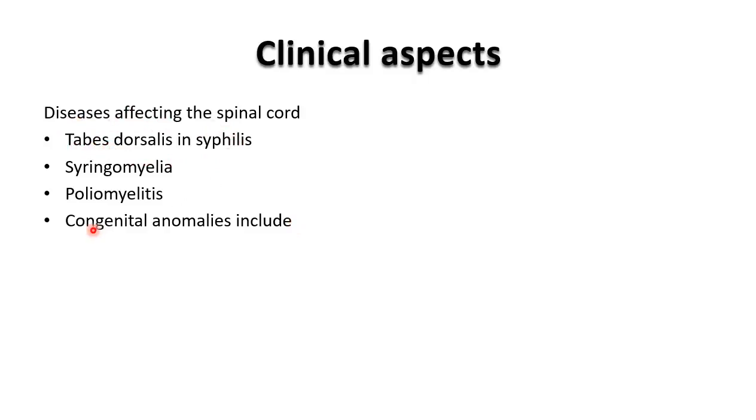Apart from that, damage to the spinal cord might be due to the spine not being fused. When the lamina is not fused, we have a bifid spine or meningocele, a protrusion of meninges. Protrusion of meninges along with the neural substance is called meningomyelocele. All these are congenital anomalies. You also have injury to the spinal cord due to herniation of the disc and fractures of the vertebra.